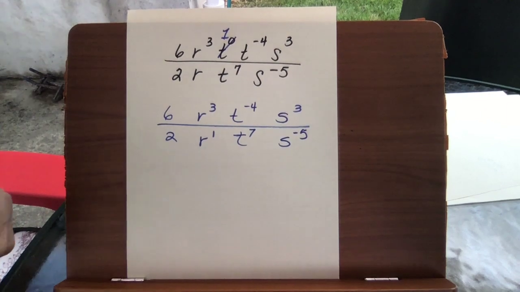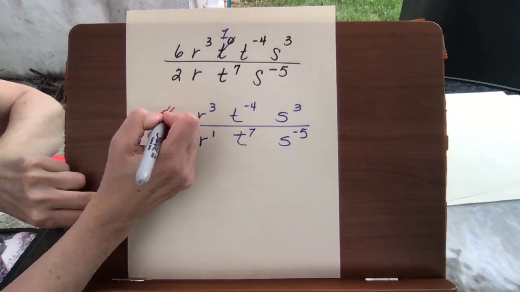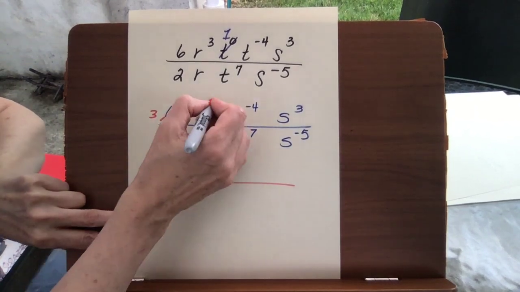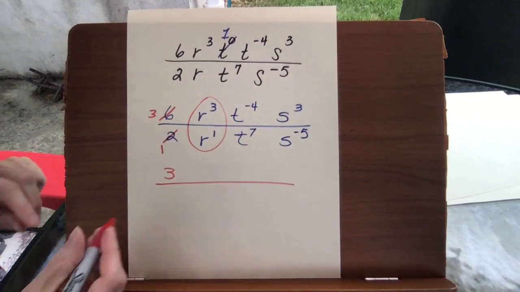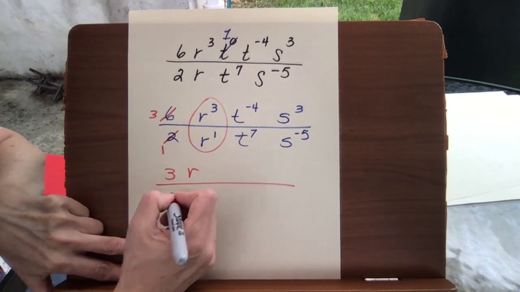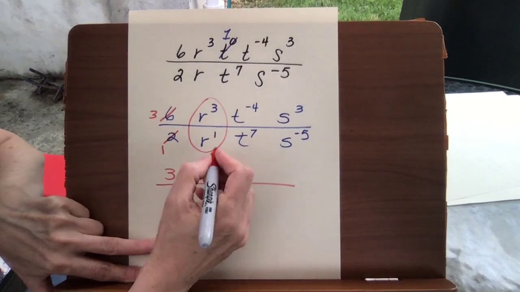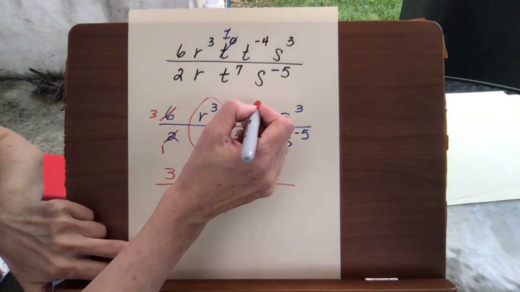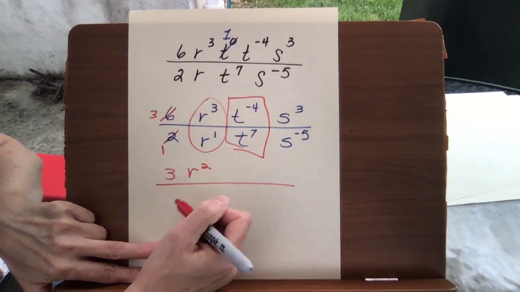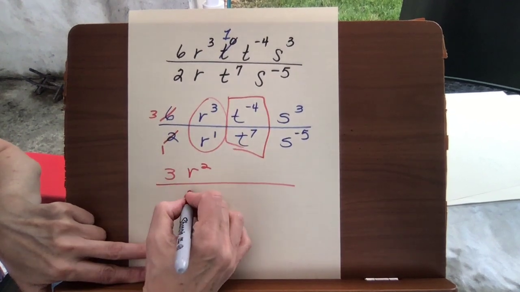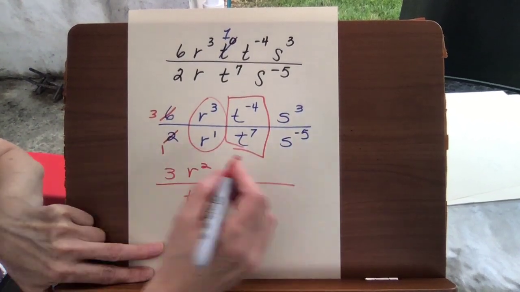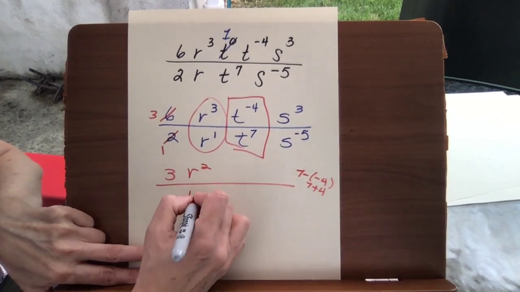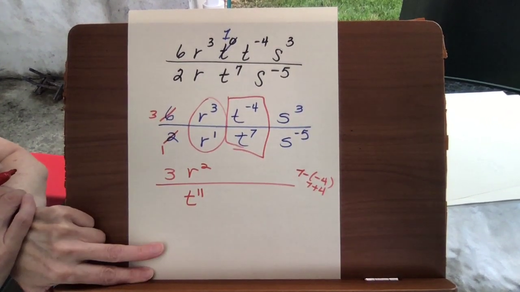All right, here we go. 2 goes into itself once, and into 6 3 times. So 3 is in our numerator. The r's. Dividing the r's, keep your base where your higher exponent is, which would be in your numerator. 3 minus 1 is 2, so r squared. The t's. Okay, the higher power for t is in the denominator, so keep t in the denominator. And 7 minus negative 4 is 7 plus 4, which is 11, so t to the 11th in the denominator.